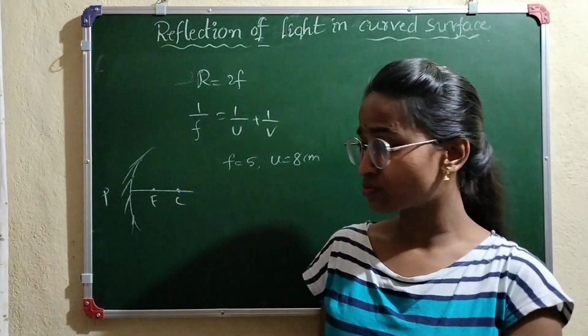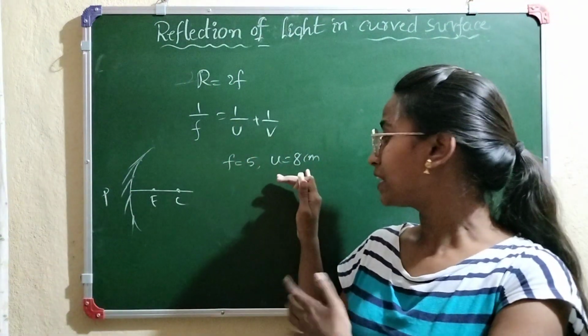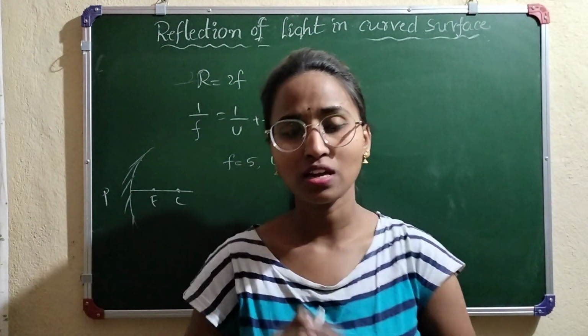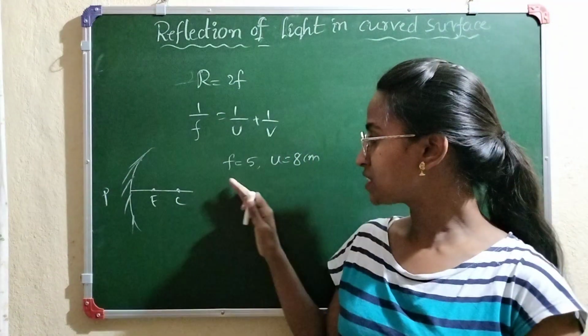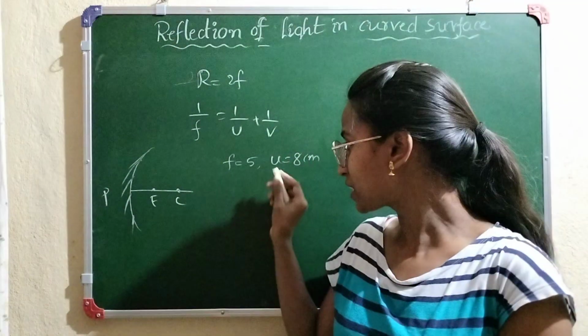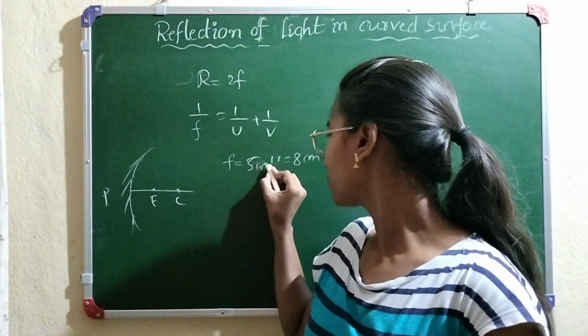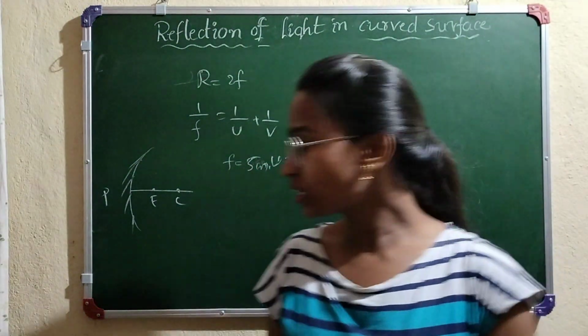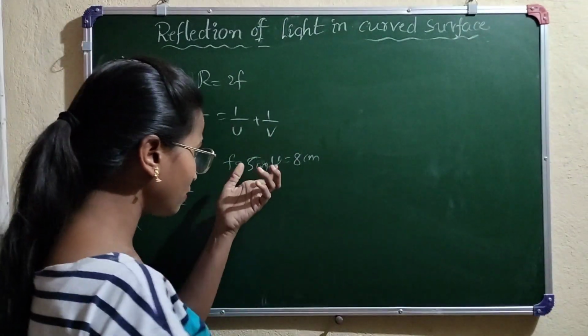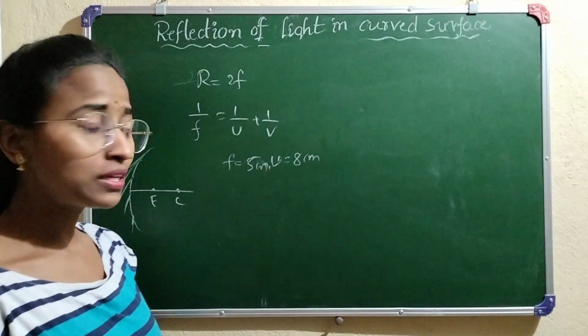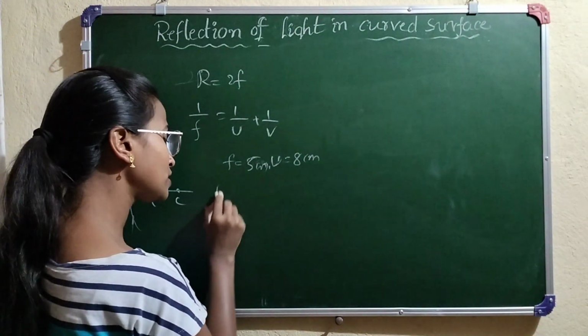We are keeping an object in front of a concave mirror at a distance of 8 centimeters. Am I clear? So in the physics we have to write f is equal to 5 centimeters, they gave, u is equal to 8 centimeters, they gave. Am I right? Before taking the problem, they will give you positive values only. But after writing, we should apply sign convention.